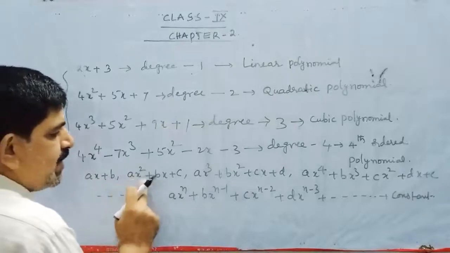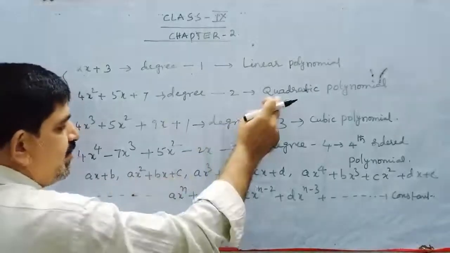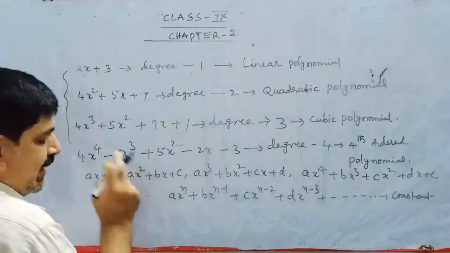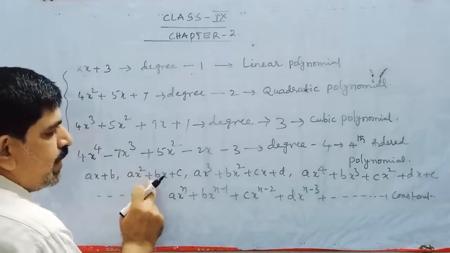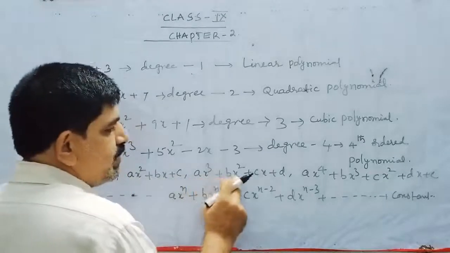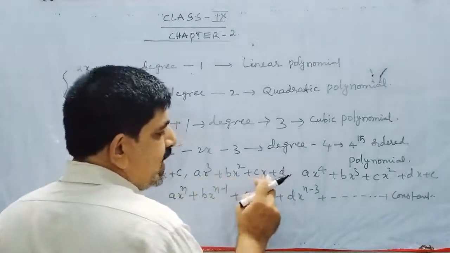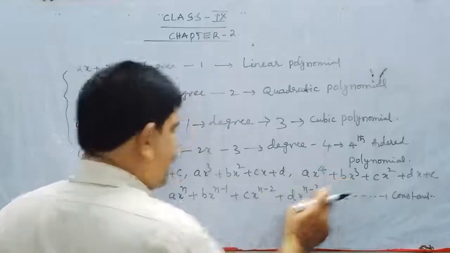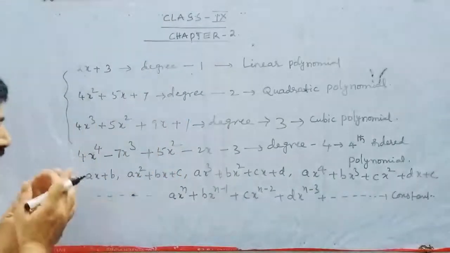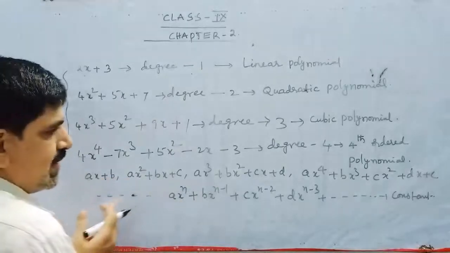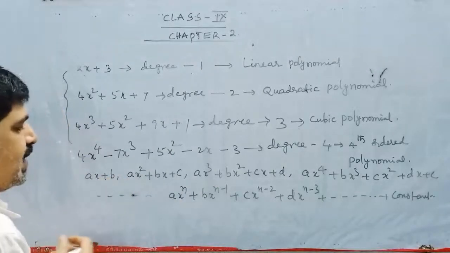Ax square plus bx plus c has degree 2, so this is known as a quadratic polynomial. Ax cube plus bx square plus cx plus d is a cubic polynomial, then the fourth ordered polynomial, and this is the nth ordered polynomial. If we observe these polynomials, what do we understand here?